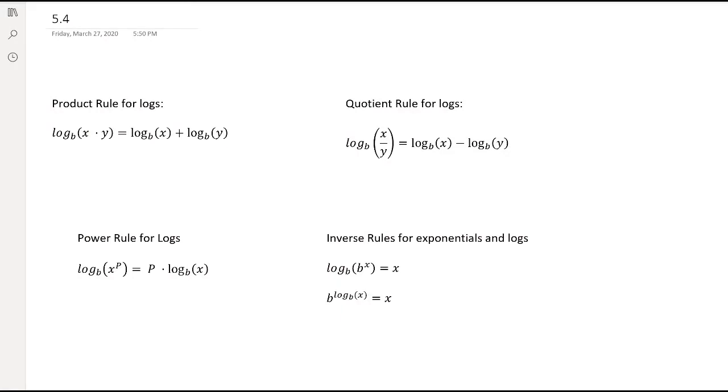Alrighty, ladies and gents, this video is all about the different rules for logs, which we can use to help us condense and expand logarithmic expressions. Explain more of that in just a second. Alright, let's go over some rules for logs.